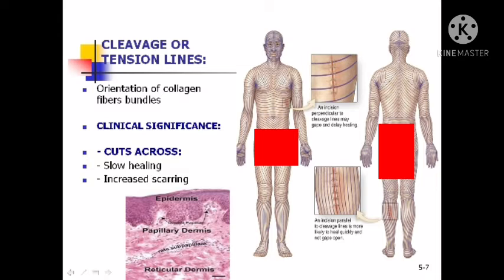Some cleavage lines or tension lines are transverse, and some, in the limbs you can see, are along the long axis. The clinical significance of these lines is, if a surgeon draws a line perpendicular to these cleavage lines, he will injure many of the collagen bundles.